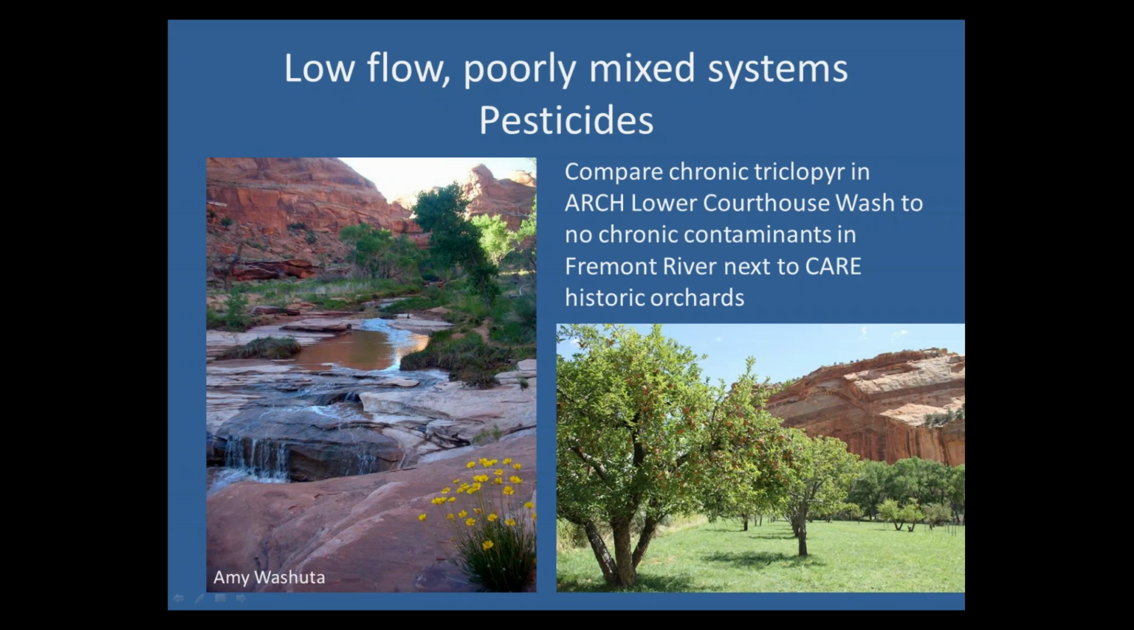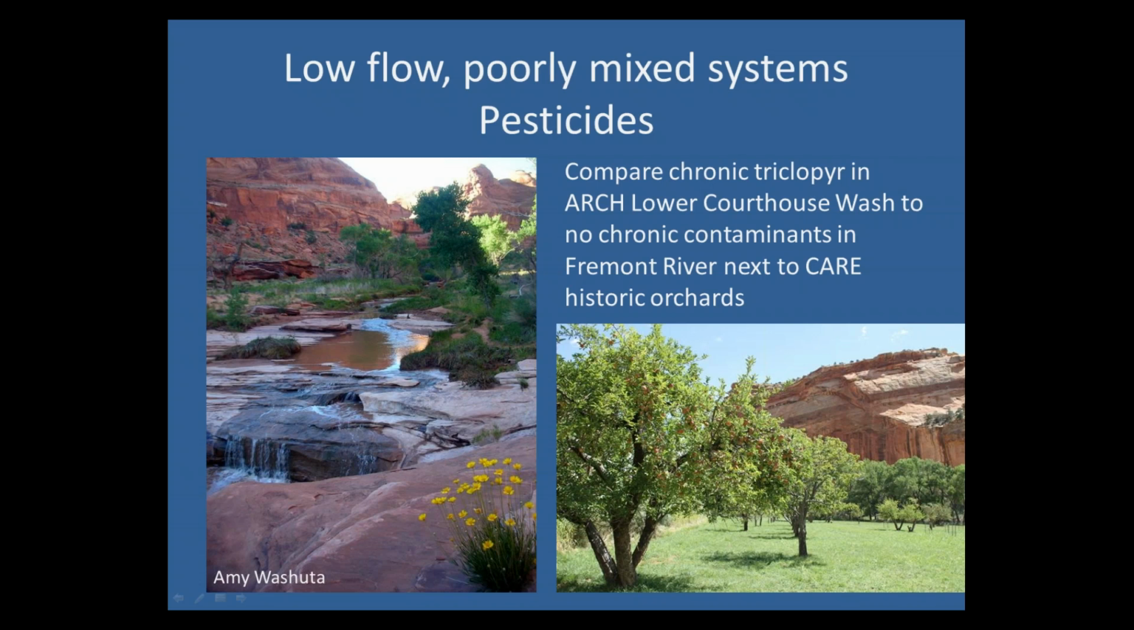And the first example I have for that is with a pesticide. On the left, you can see Courthouse Wash in Arches National Park. It's a spatially intermittent stream, so it has sections that are perennial, but it has sections that are dry in between, and it's not connected to upstream sources by any kind of flow. And in the sampling there, we detected triclopyr on more than 30% of visits. And triclopyr is an herbicide that is used for removal of an invasive exotic shrub called tamarisk.